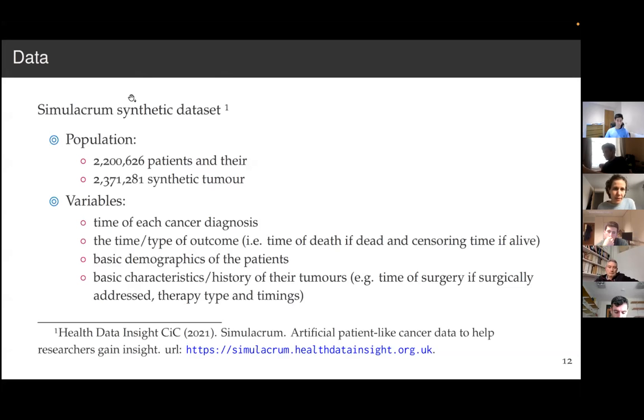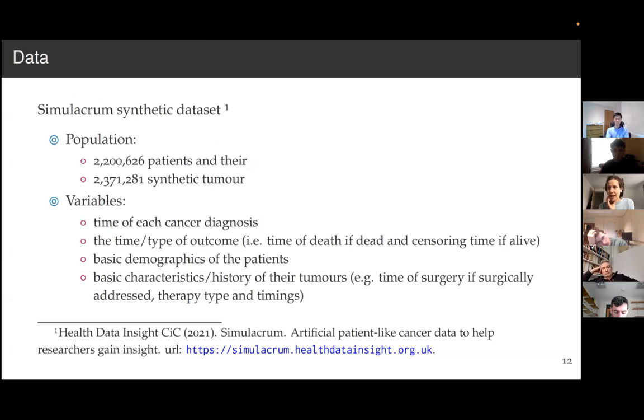So as I said, I made this nice discovery of this Simulacrum synthetic data set. It's a data set which is made to replicate the data collected on cancer patients in the UK.